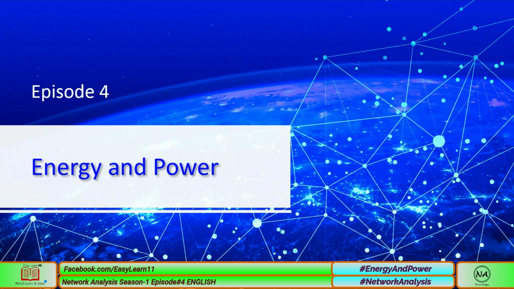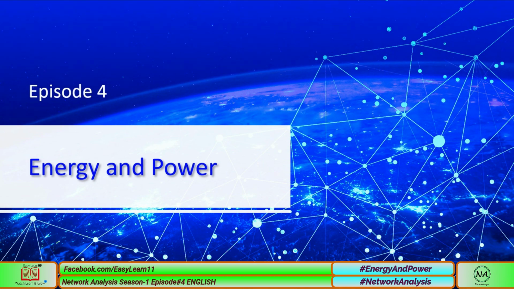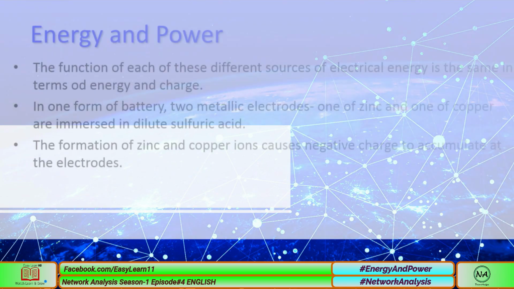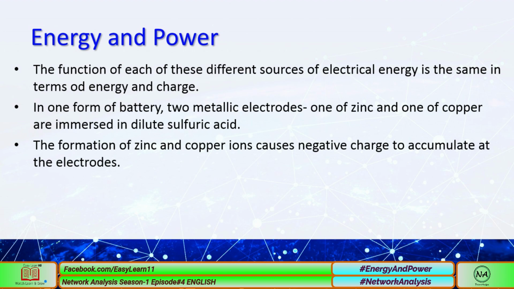In today's episode we are going to discuss, related to the previous discussion, electromechanical energy conversion, electrochemical energy conversion, MHD energy conversion, and photovoltaic energy conversion. These are the four different types of conversion we discussed in the previous section. The function of each of these different sources is what we are reviewing.